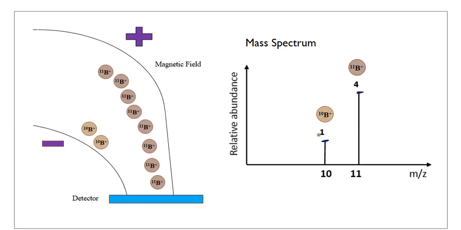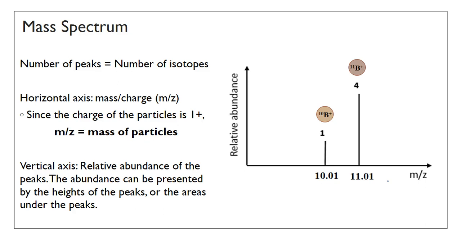So in this case, you have 2 to 8. So there are 2 of the boron 10 ions compared to 8 of the boron 11 ions. And the actual mass is reflected on the horizontal axis. And the fact that you have 2 lines also means that you have 2 isotopes. Let's talk about this in a little bit more detail.